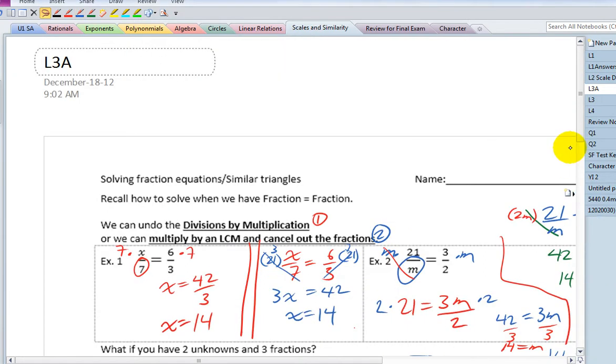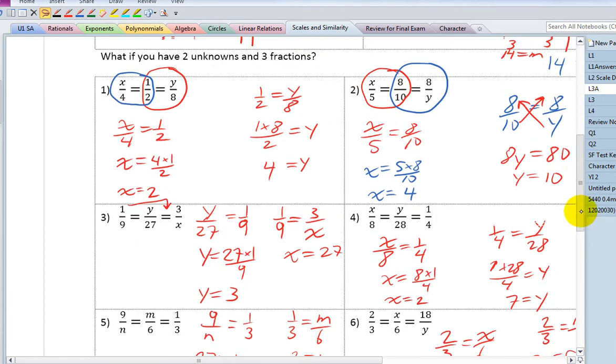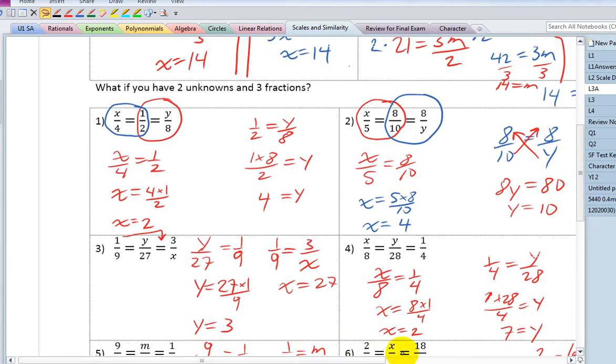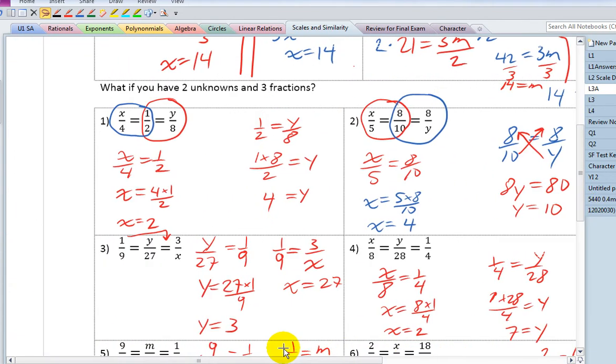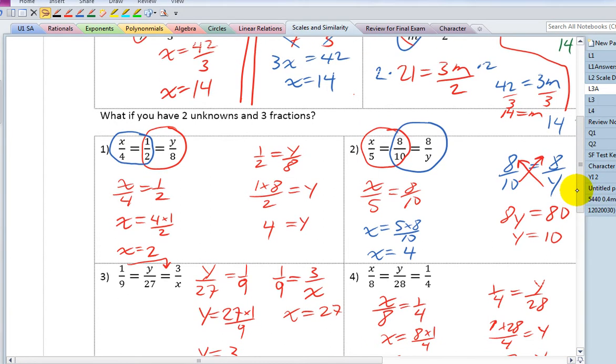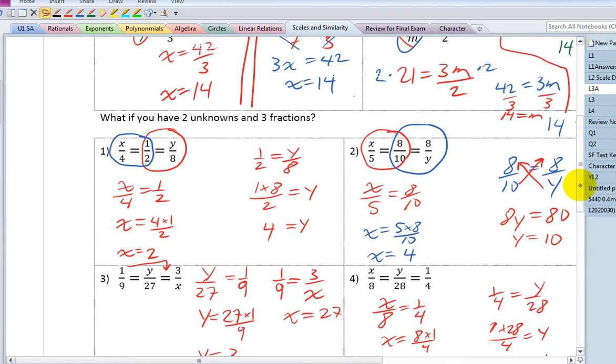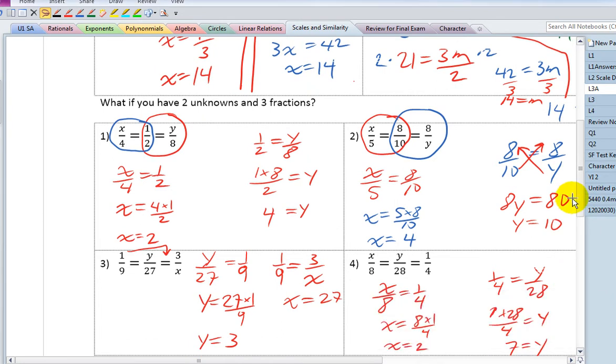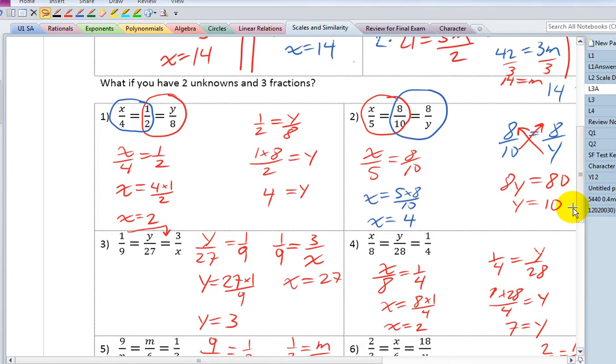Okay, so we should get what? 27 for x and 3 for y. Okay, go ahead, do the next one. Okay, so for number 4, we get x equals 2, y equals 7. Any questions? Okay, just do 5 and 6 and then you're done. And then we'll go on, okay? 5 and 6.